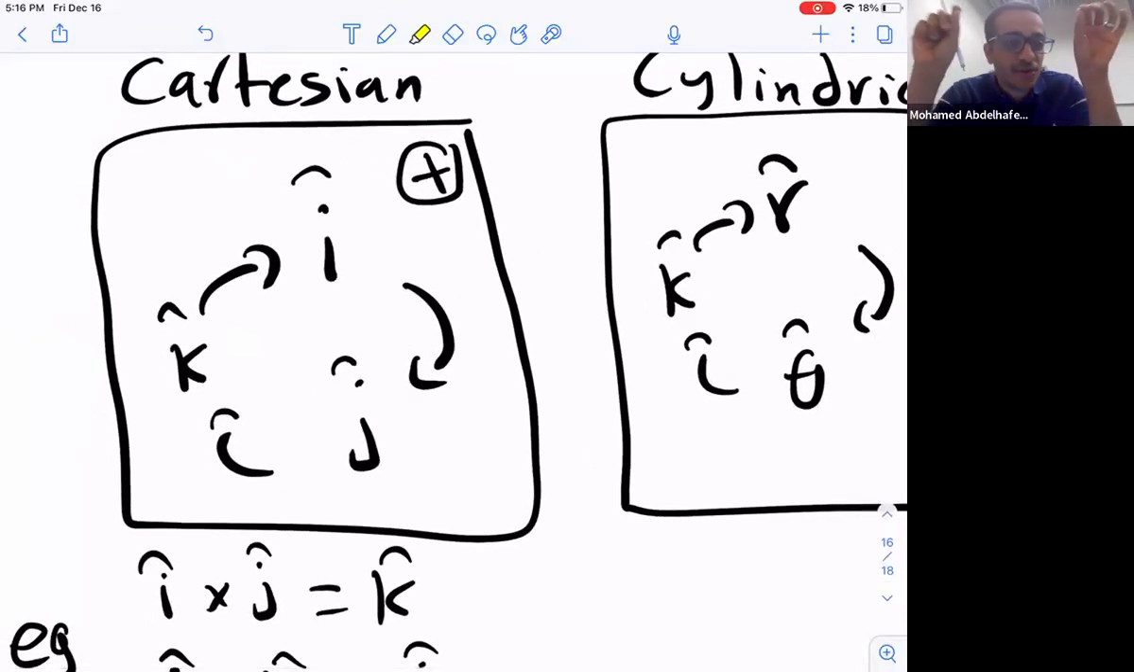So knowing that i cross j is k, you can complete a cycle here: i, j, k, i. If you go with that cycle, it's a positive cross. If you go against it, it's a negative cross. So for example, i cross j, that's with the cycle, so that's positive k. It gets you the next one with a positive sign.